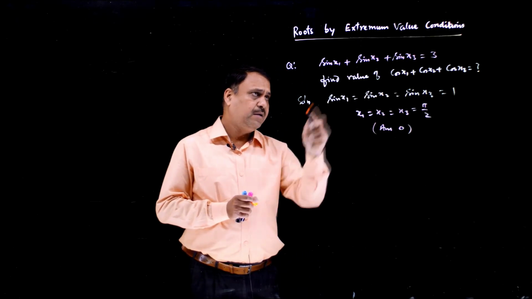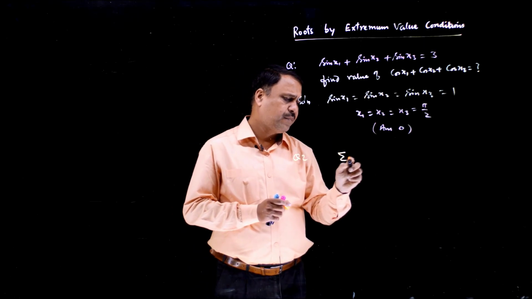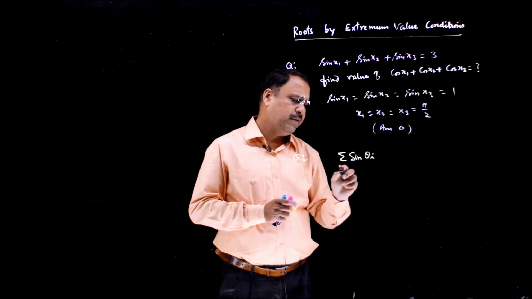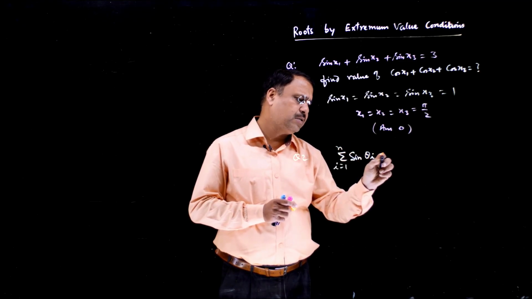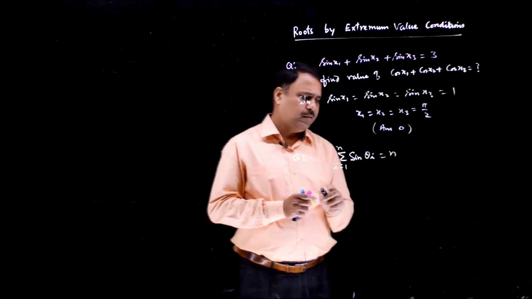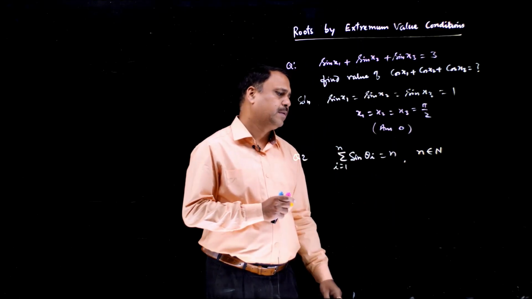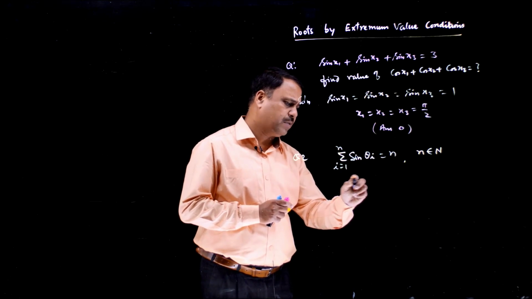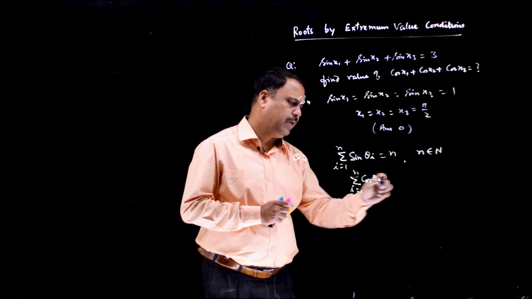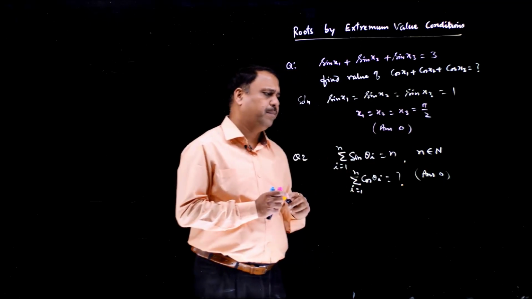Let us take the next example. From here, you can generalize this. The summation of sin theta i, for i equal to 1 to n, is equal to n, where n is some natural number. Then find the value of the summation of cos theta i, for i equal to 1 to n. So the answer will be 0. This is just a generalization of this problem.